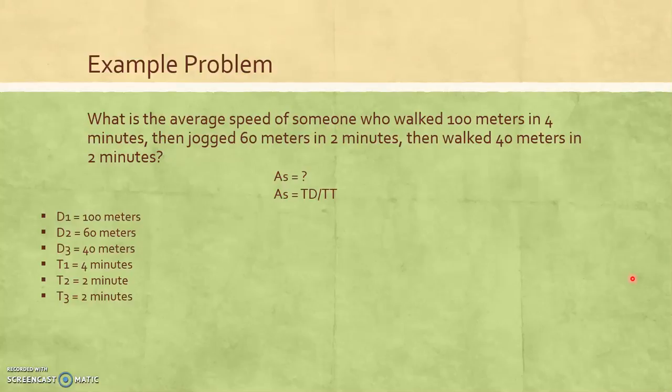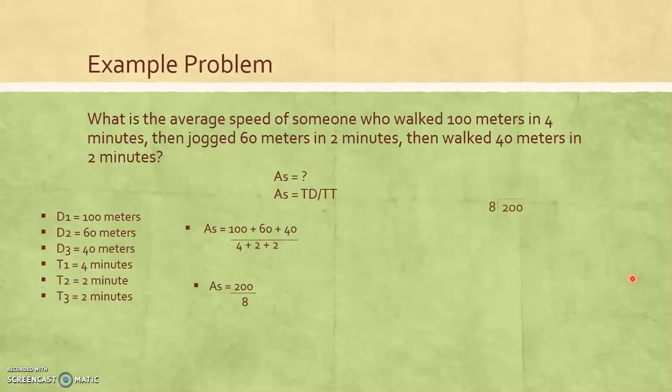So we have 3 different distances, 100 meters, 60 meters, and 40 meters. We have 3 different times, 4 minutes, 2 minutes, and 2 minutes again. So average speed equals total distance, so 100 plus 60 plus 40, divided by total time, 4 plus 2 plus 2. So that gives me 200 divided by 8.